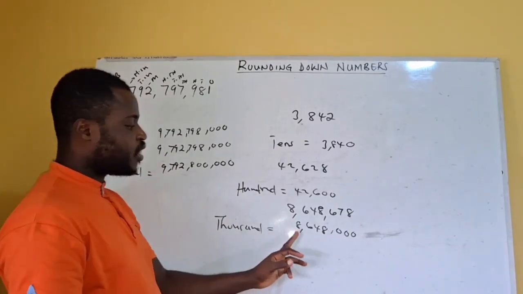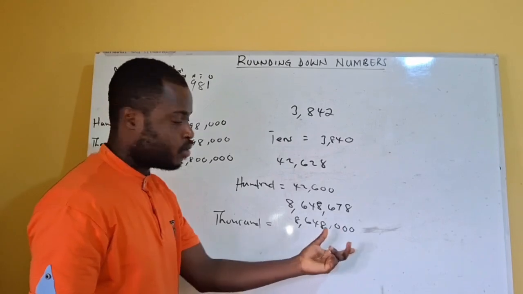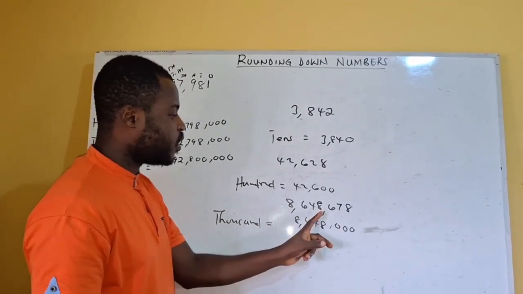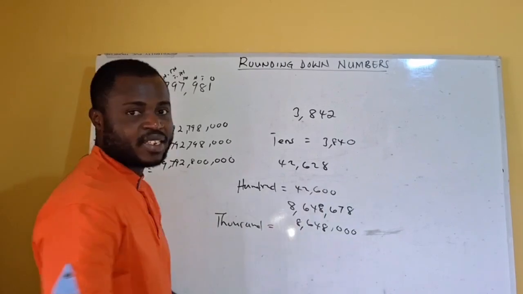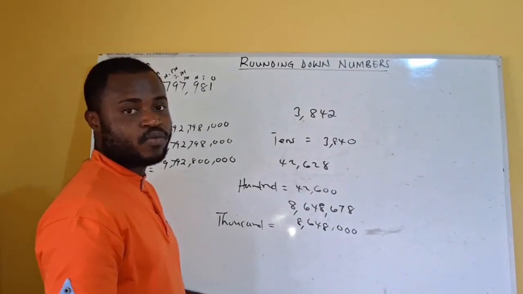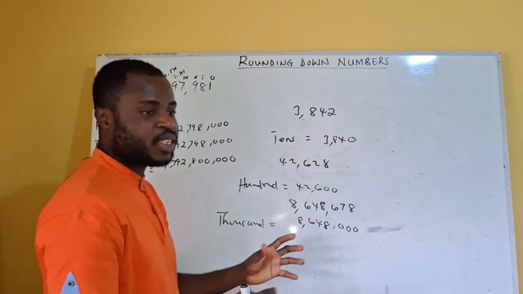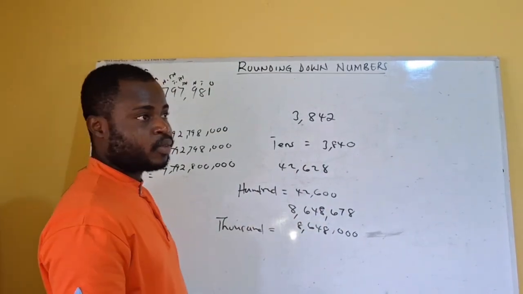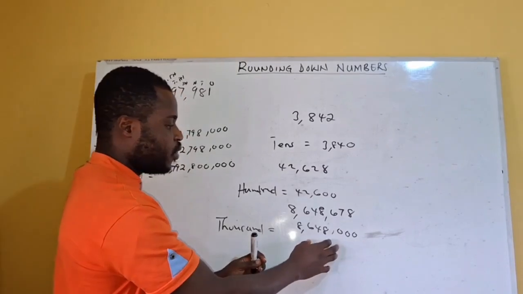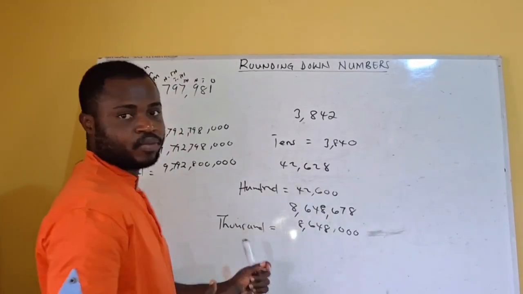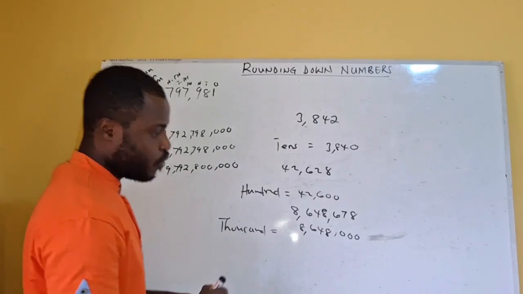So we look at this, say 8,648,000 as compared to 8,648,678. This is lesser than this. This is how we run down figures. So in running down figures, the roundable number application doesn't work here. But after you have finished, check the figure to see and make sure that it is lesser in the correct form.